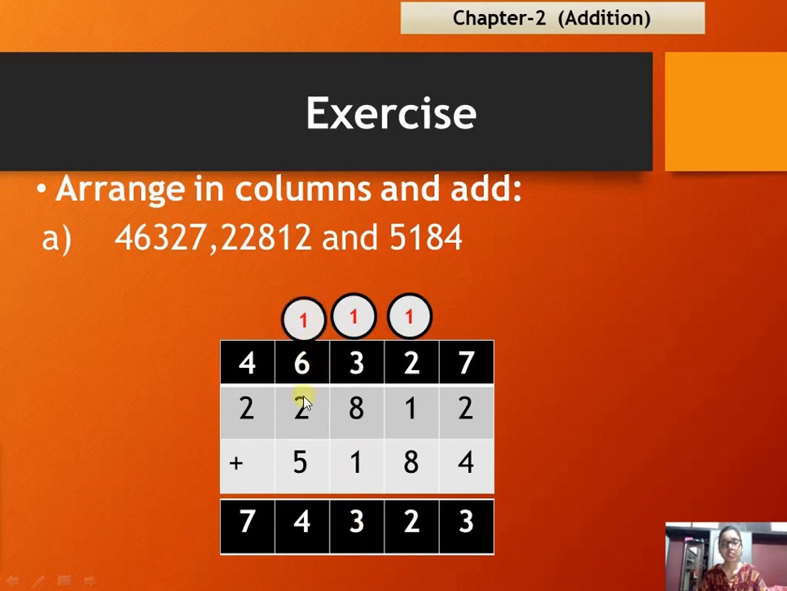6 plus 2 is 8, 8 plus 5 is 13 and 13 plus 1 is 14. So write here 4 and carry over 1 to the next place. 4 plus 2 is 6 and 6 plus 1 is 7. So the sum is 74,323.